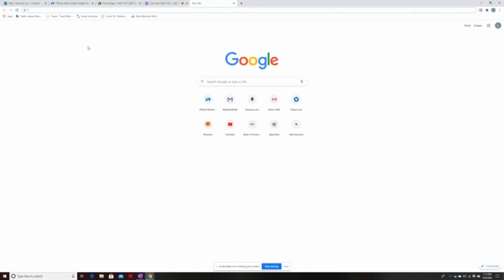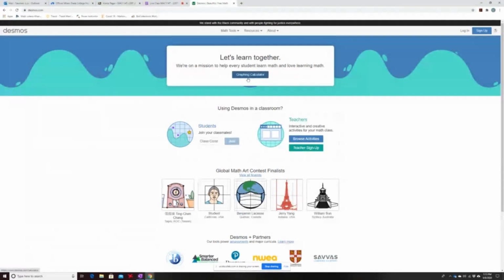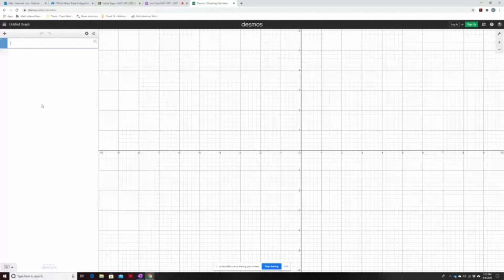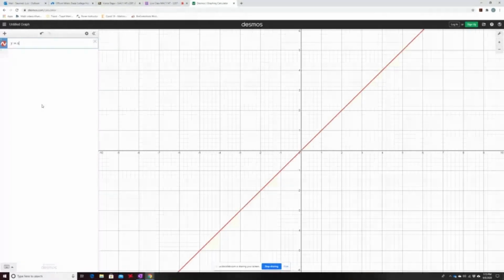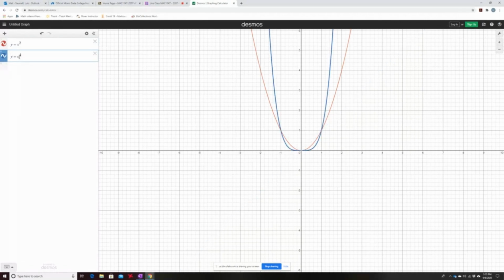Okay, good. So you can go to Desmos, an online graphing calculator. It's free, and it's actually pretty cool. For example, you can play with all the stuff that I was saying before. Here is y equals x squared, then here is y equals x to the 4, and here is y equals x to the 6, for example.